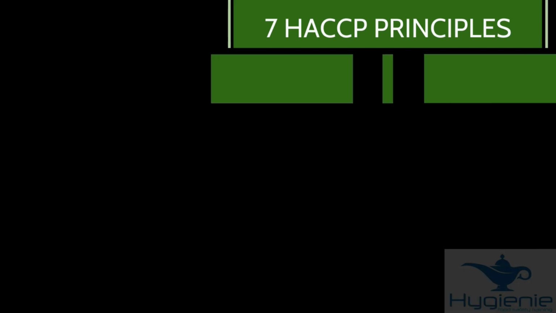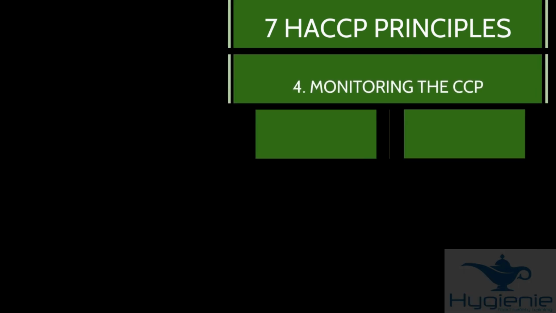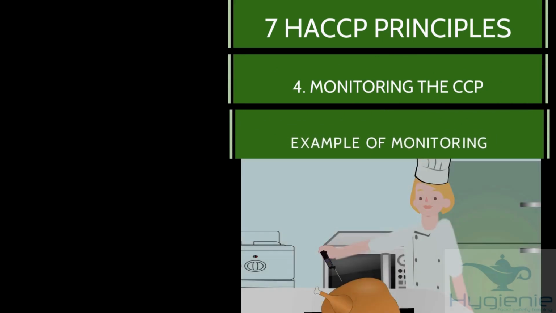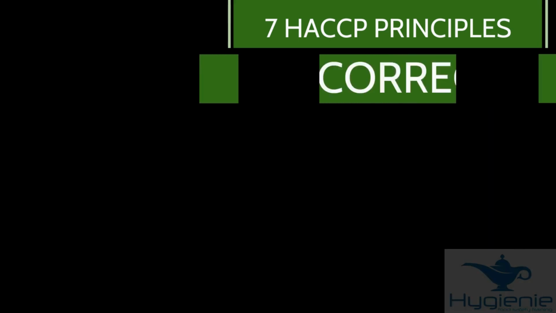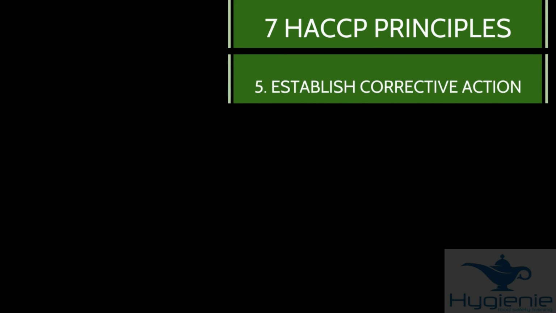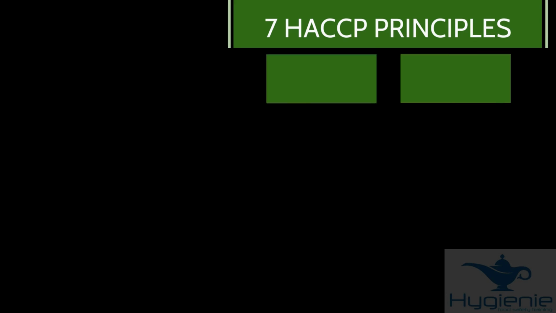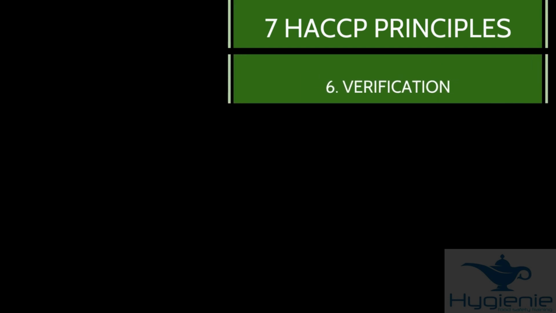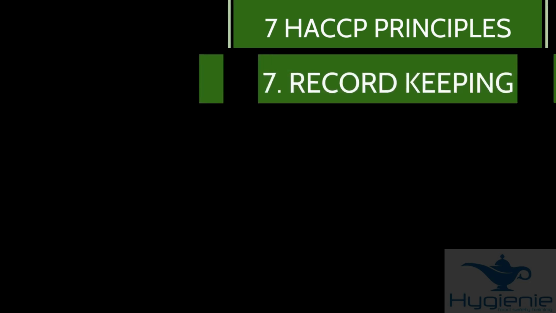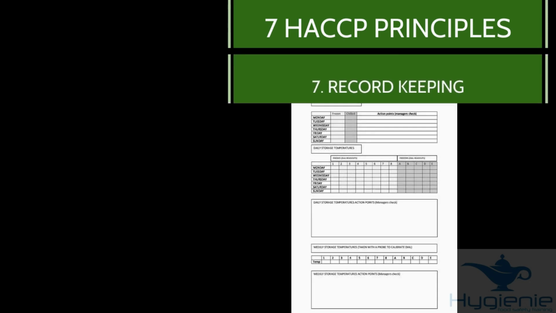Number 4. Monitoring the CCP. An example of monitoring is probing the food. 5 is corrective action, for example, cooking it some more. Number 6. Verification. How do we know the system is working? Well, if no one's getting food poisoning, it's a good indicator the system's working. And the last principle, record keeping, writing down temperatures, etc.